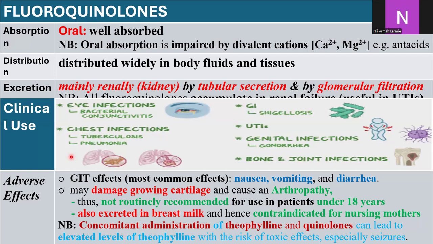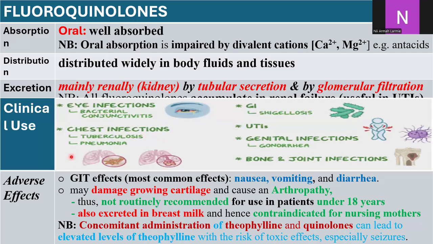Clinically, we are using fluoroquinolones for infections such as eye infections, chest infections, or respiratory tract infections. We've used it in pneumonia and in tuberculosis. We are using it for GI infections like shigellosis. Urinary tract infections is one of its favorite uses. For genital infections like gonorrhea, Cipro and other fluoroquinolones have been used, and also for bone and joint infections.